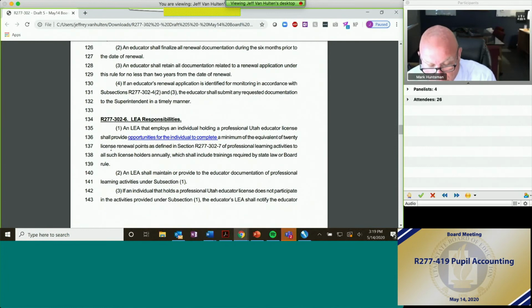The motion before the board is that the board approve R277-302 educator licensing renewal draft 5 on third and final reading. All those in favor, please check. Board Member Marsh. Yep, I got it. I see it.